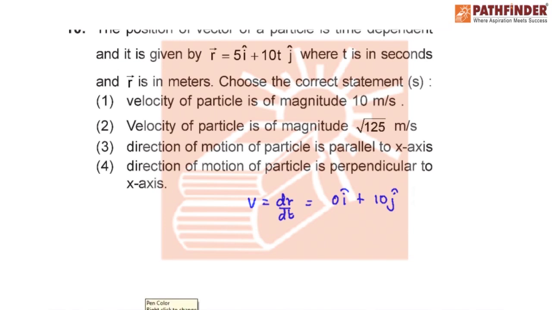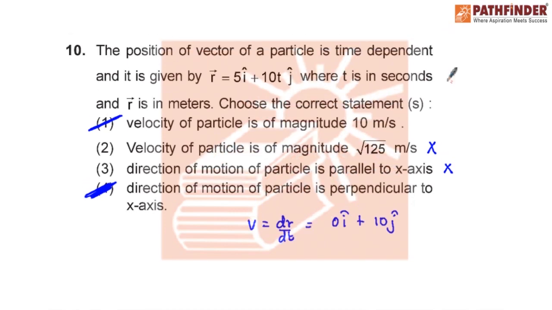The first option is saying velocity of particle is of magnitude 10, correct. Velocity of particle is of magnitude 125 square root, incorrect. Direction of particle is parallel to x axis, incorrect. It is parallel to y axis. Perpendicular to x axis, correct. Along y axis means perpendicular to x axis. So for this particular question, question number 10, options 1 and 4 are correct.